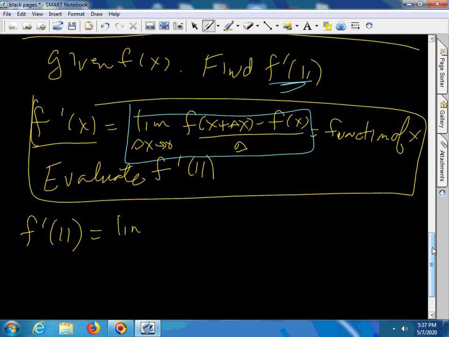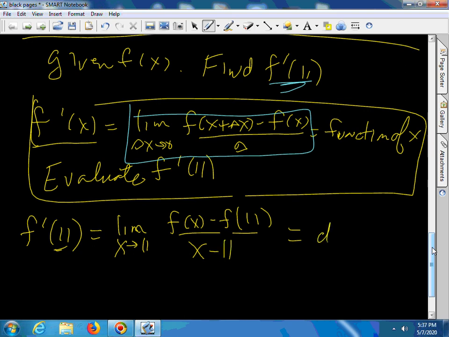I do the limit, so that's c. I'm going to use the alternate definition: the limit as x goes to c of f of x minus f of c, which is 11, f of x minus f of c, all over x minus c, and I'm done, where c is 11. And I'm done. Because I'm going to have f prime of 11.